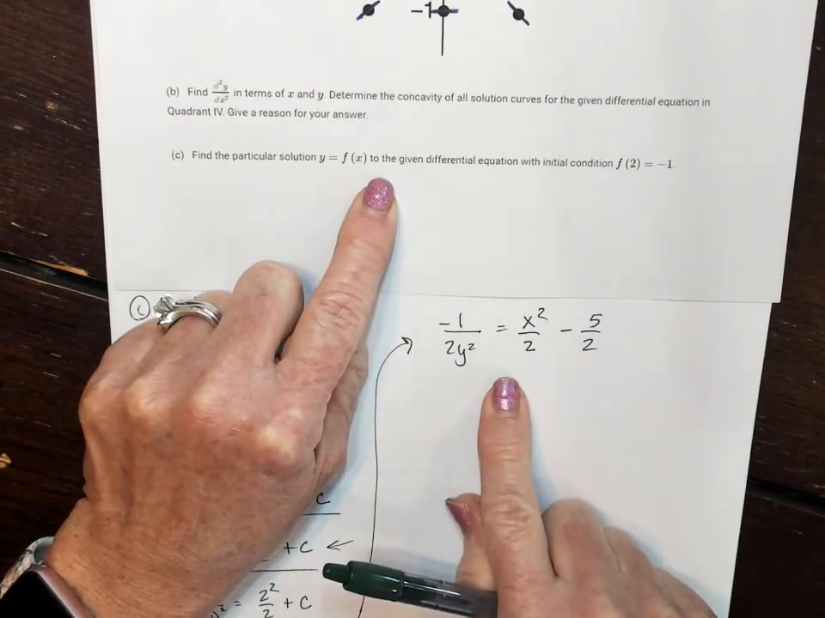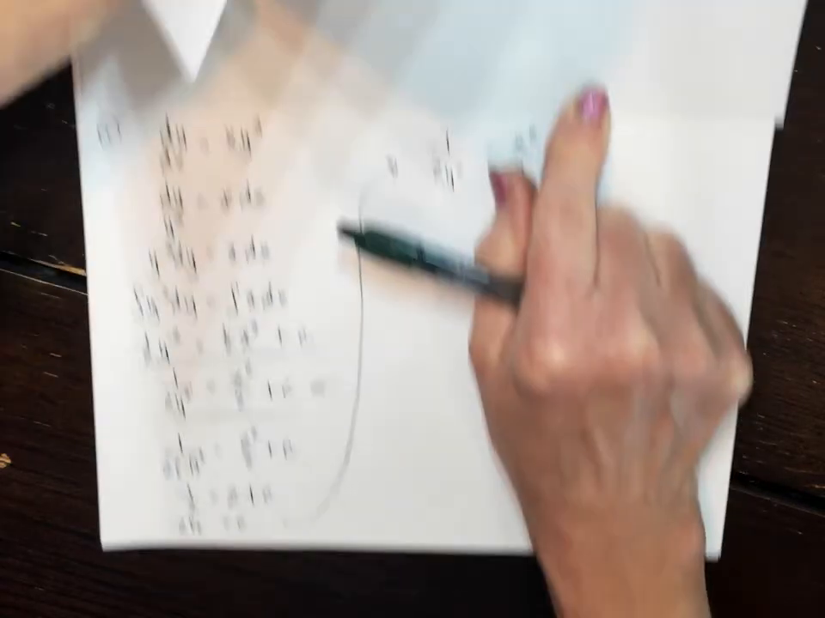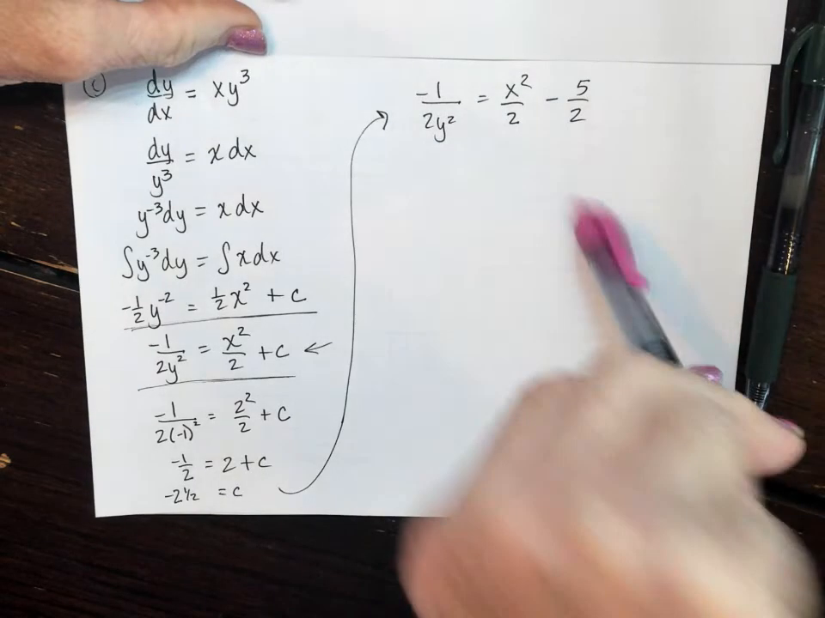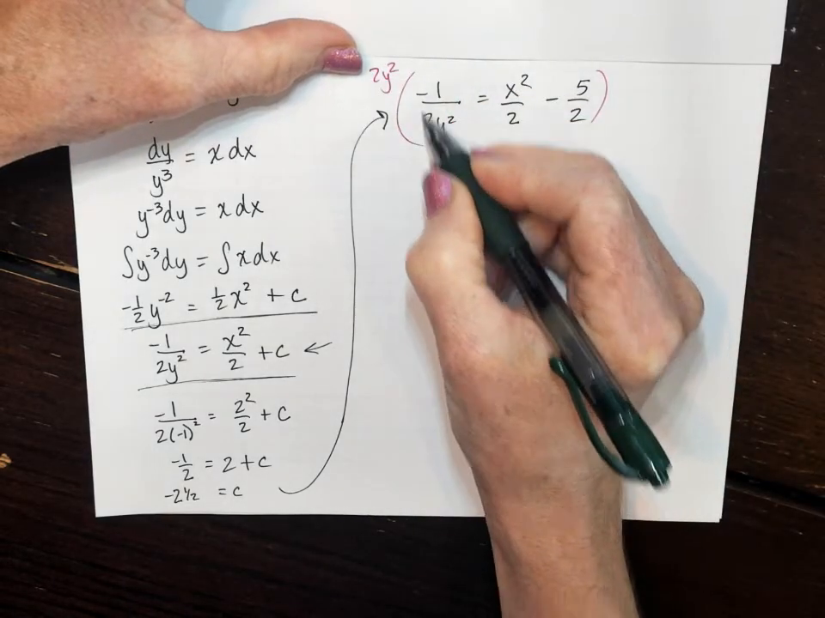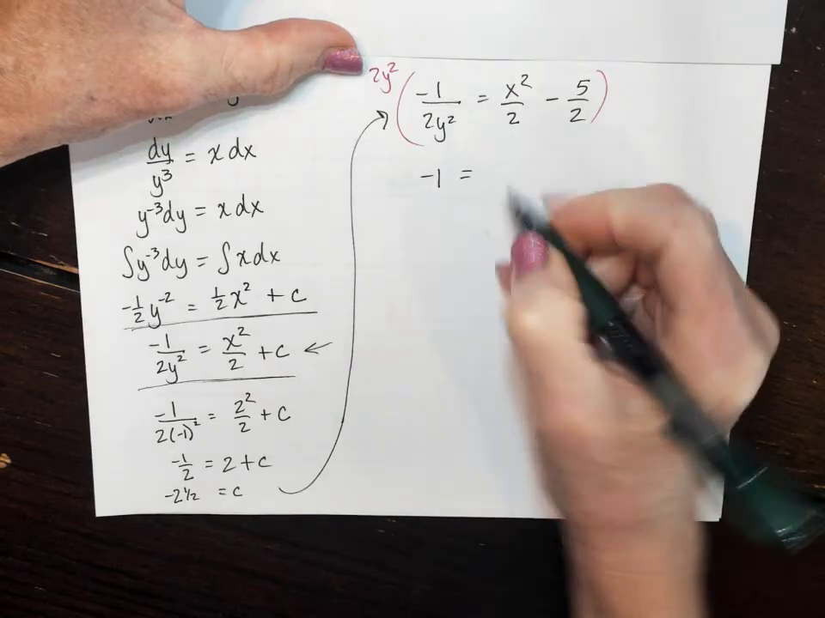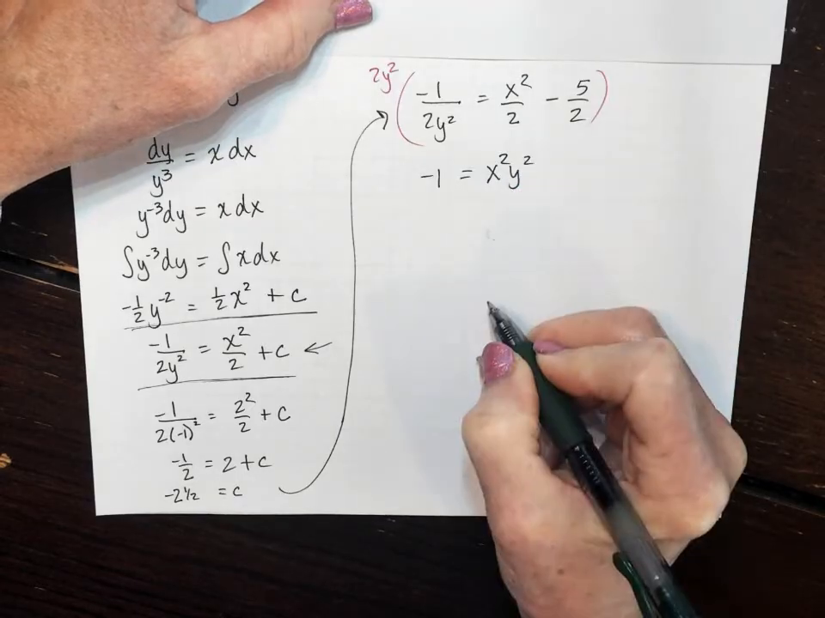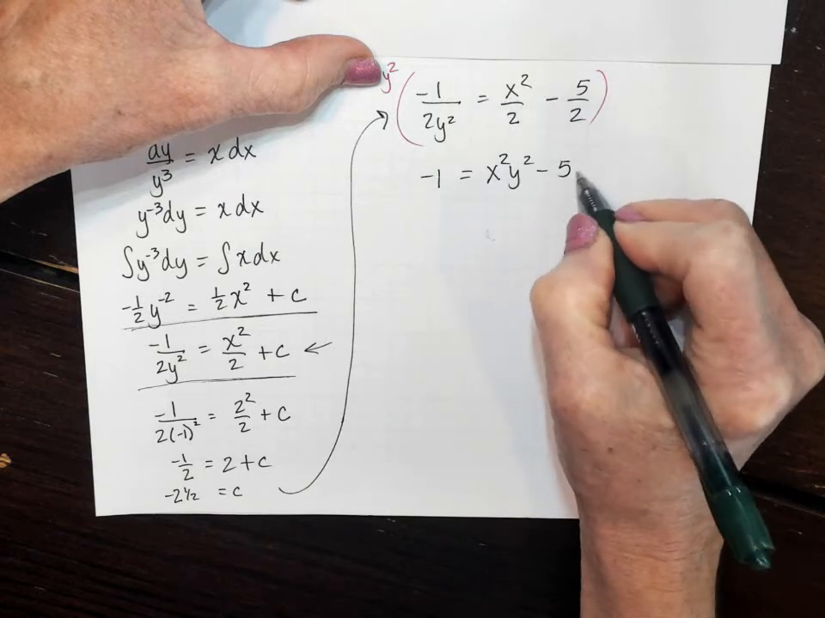So we need to take this equation, once we figured out that c, and solve for y. This is an exercise in algebra at this point. I'm going to go ahead and multiply everything by the common denominator, which is 2y squared. So when I multiply everything by a 2y squared, this left side becomes a negative 1. On the right side, the 2's cancel, and we're going to have x squared y squared. And over here on this one, the 2's cancel, and I'm going to get a minus 5y squared.